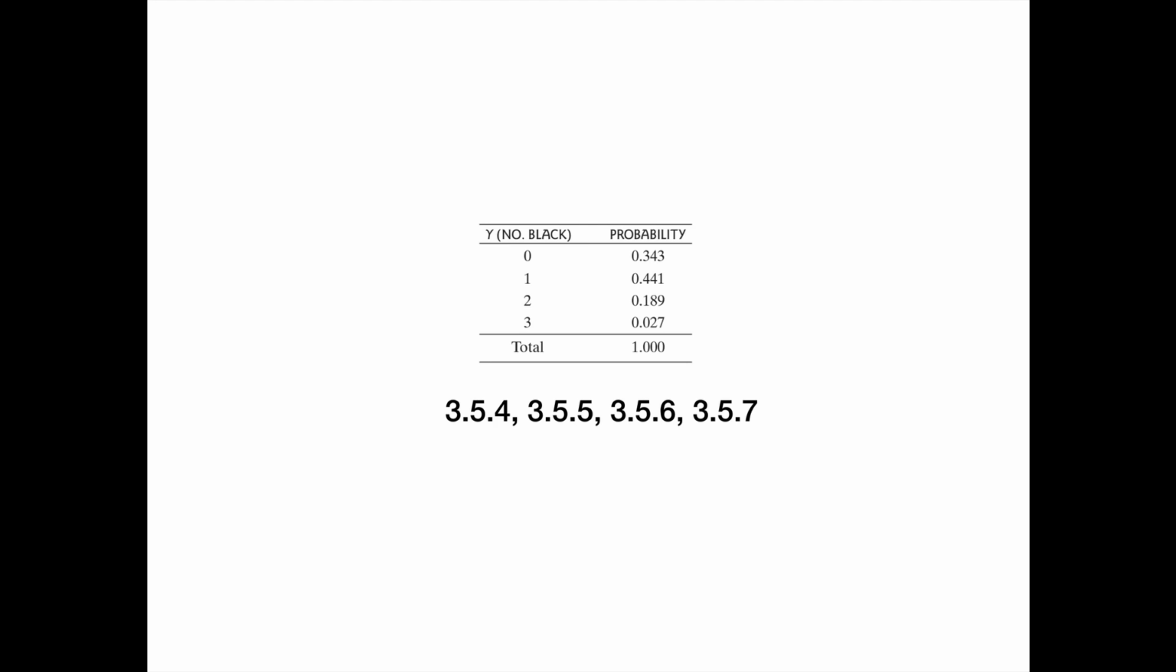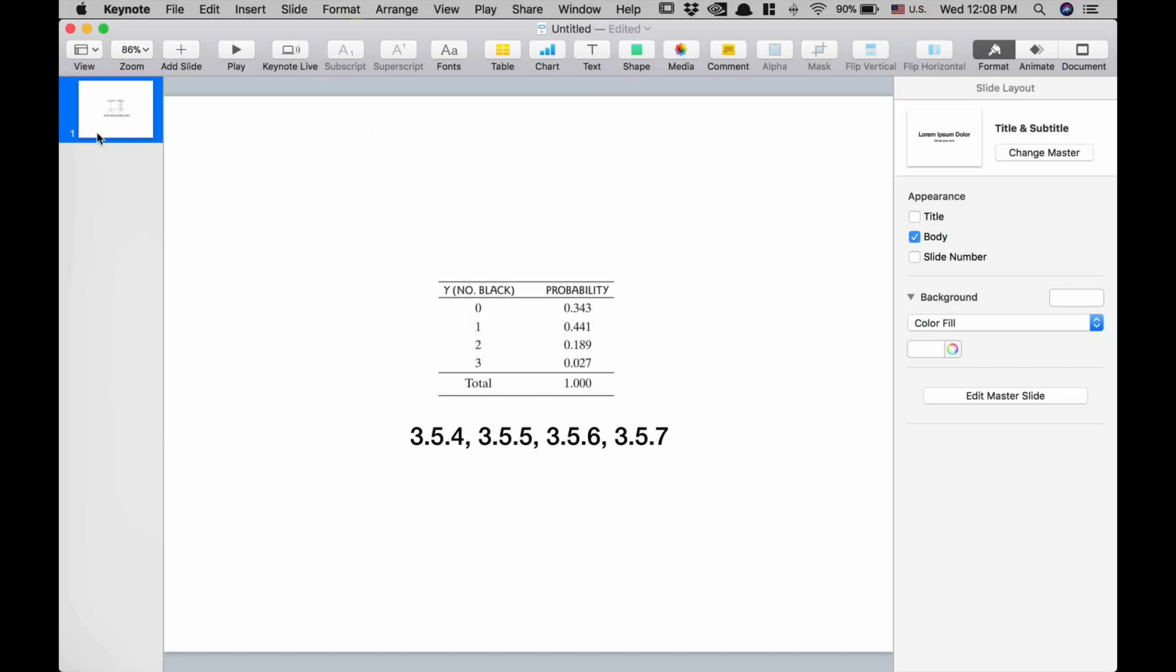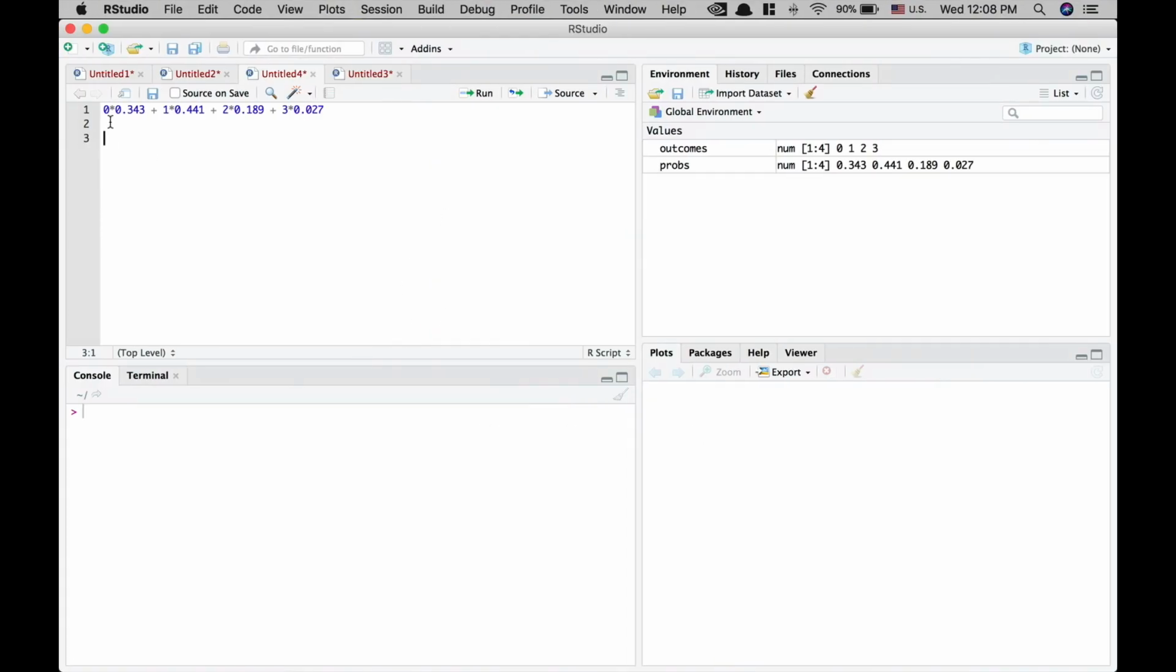3.5.5, you want to find the mean of this population. So what you want to do is find all the possible outcomes, multiply each by the corresponding probability, and then sum them up. This is how to do this in R, which is pretty straightforward. Use 0, the first outcome, multiplied by the probability of seeing 0, and the probability of seeing 1, which is 0.441, multiplied by 1, and so on and so forth, and you add everything up, and that is the population mean, which is 0.9 in this case.